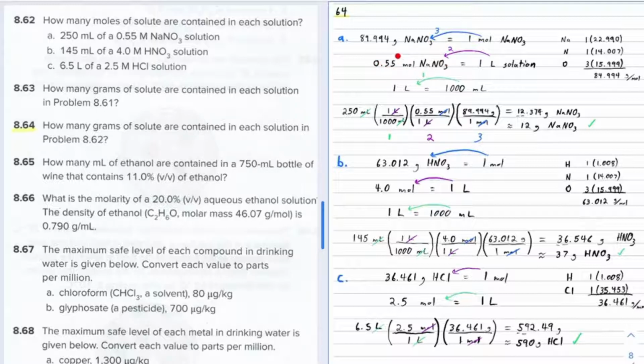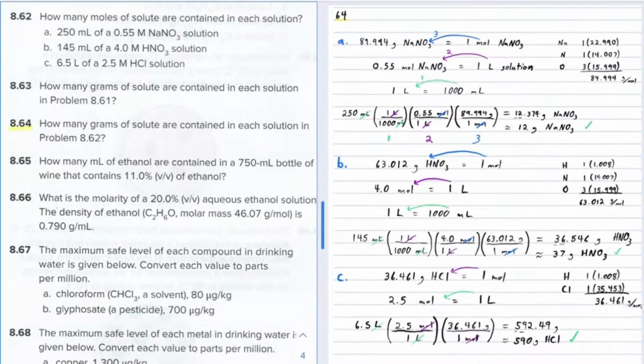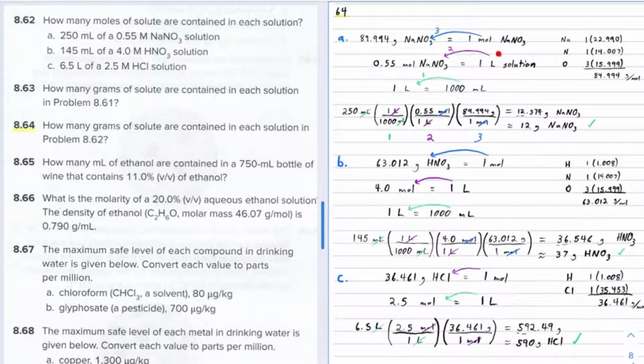The problem is asking us for grams. Remember, we're doing 64. How many grams are in there? So if we know the volume, then we can use the concentration, the molarity, to get from volume to moles, but we need the molar mass in order to get from moles to grams. Now, 1 mole of sodium nitrate is 89.994 grams.